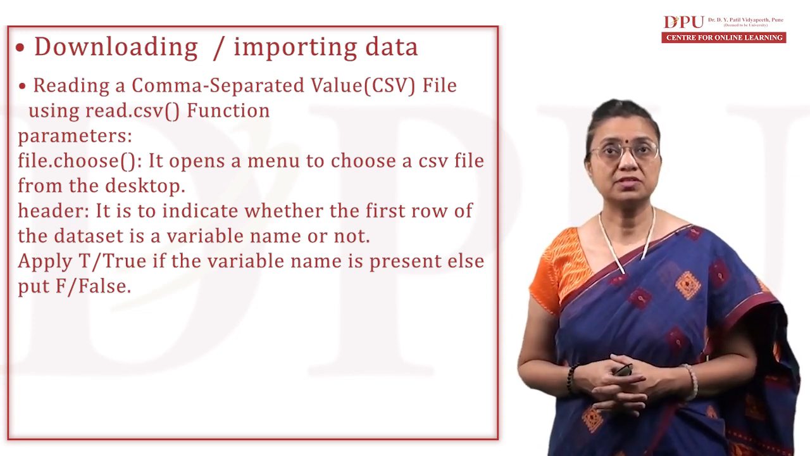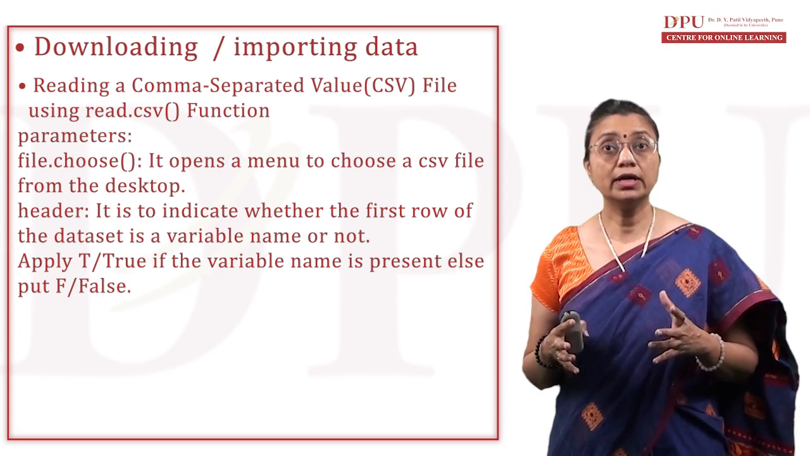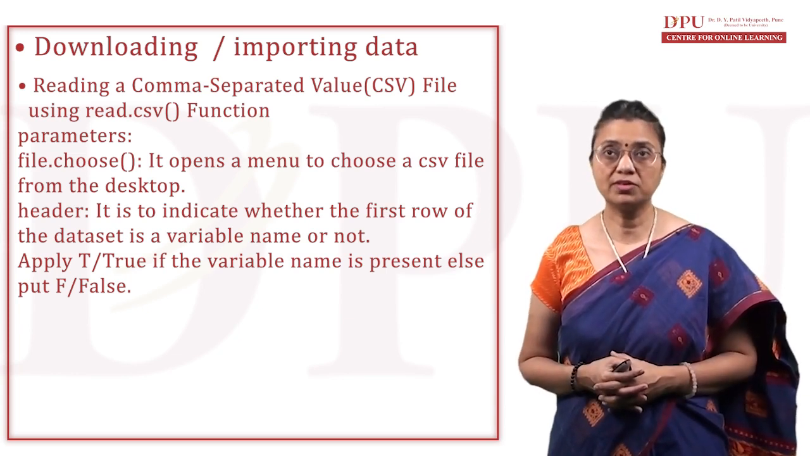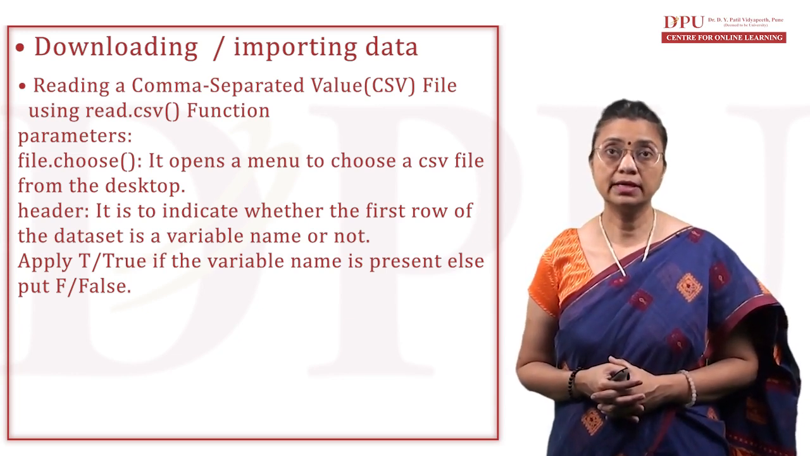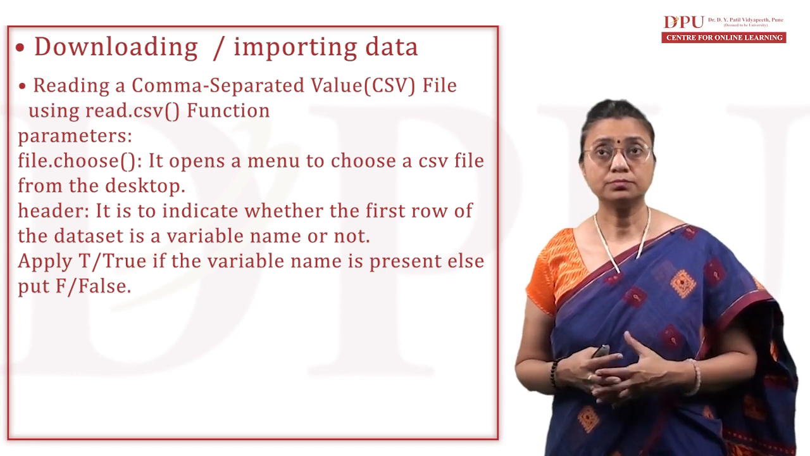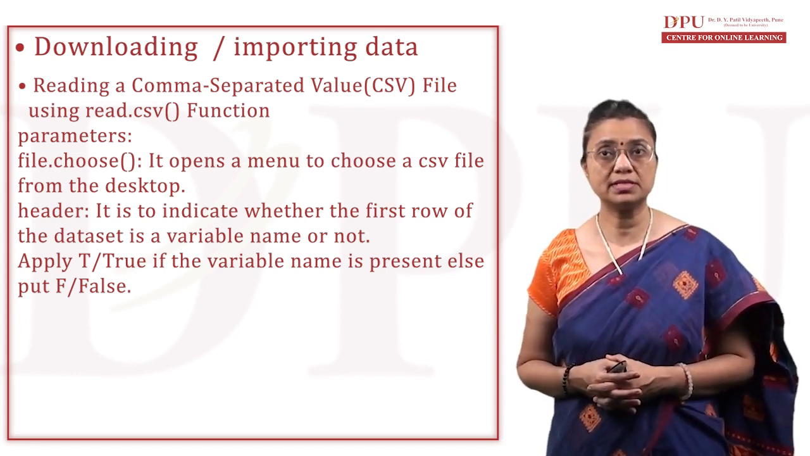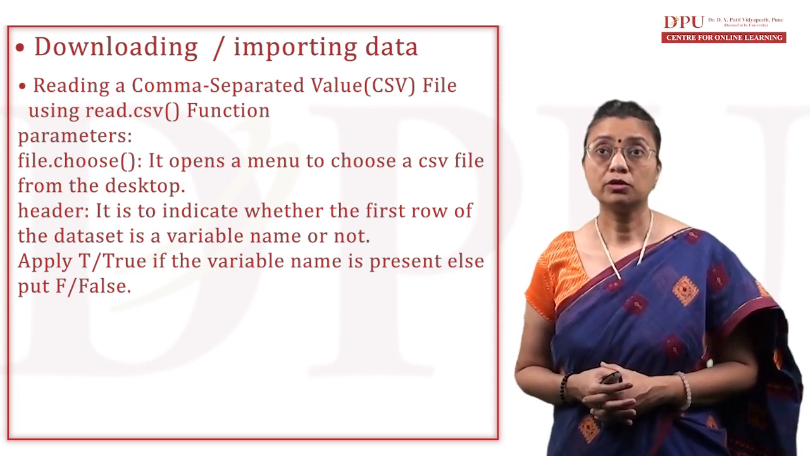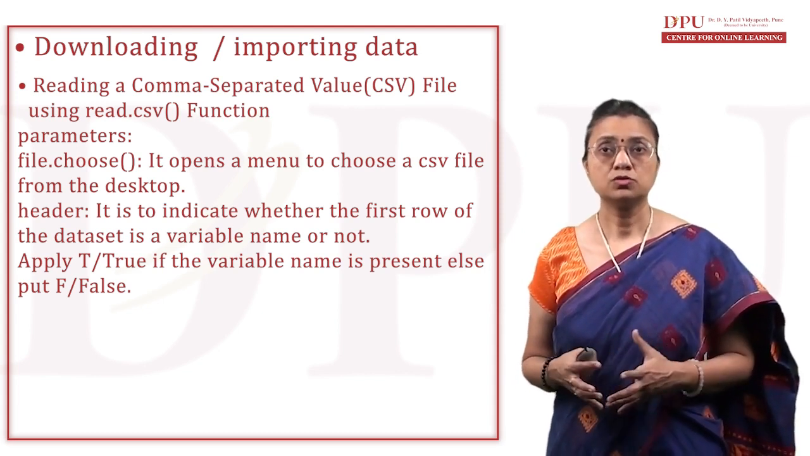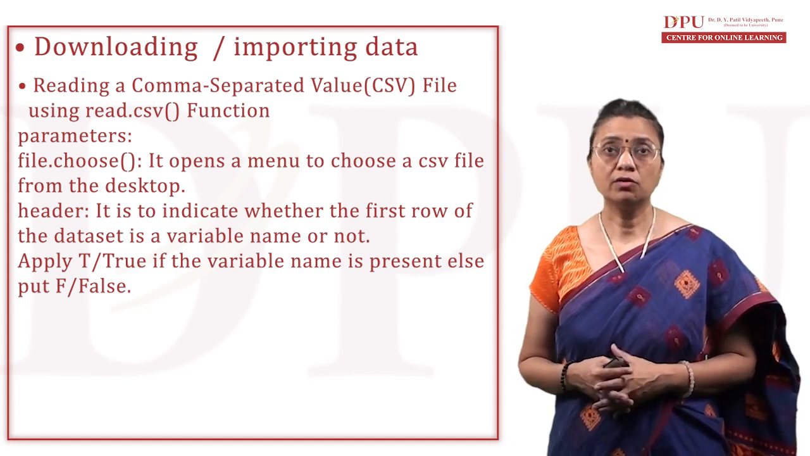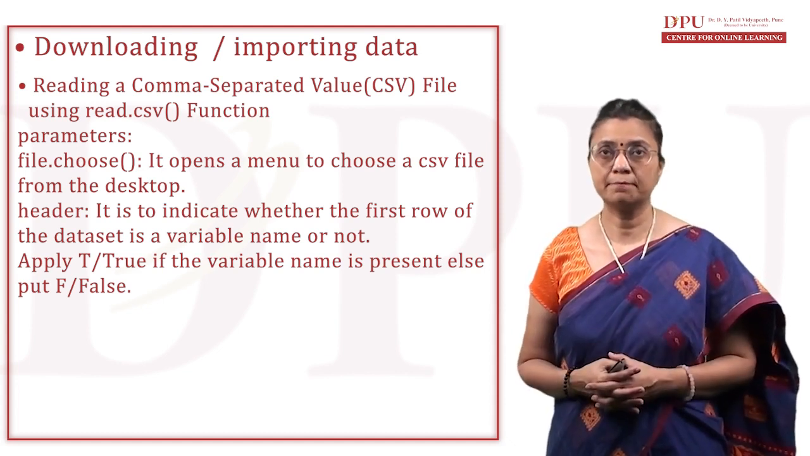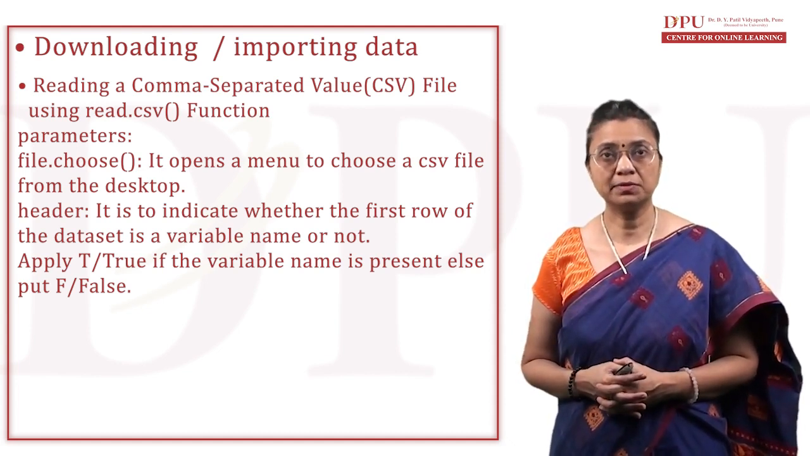And the next parameter is header. It indicates whether the first row of the data set is a variable name or not. So apply T or TRUE if the variable name is present, otherwise put FALSE or F. So now let's have a look at this example and understand the two parameters.